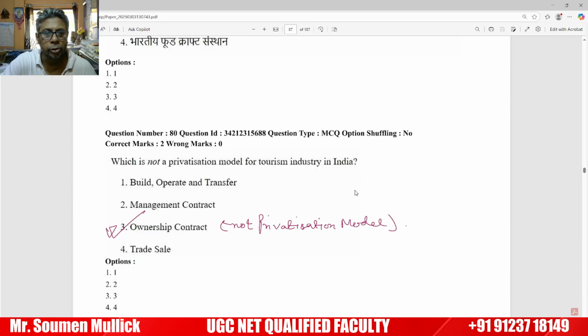Okay, our next question is based on which is not a privatization model for the tourism industry in India. Which is not a privatization model? Build and operate and transport, management contract, ownership contract, and trade sale. Under this section, ownership contract is not a privatization model.